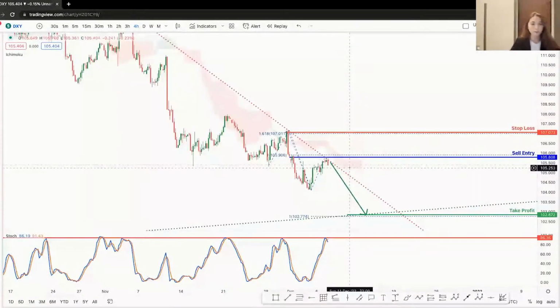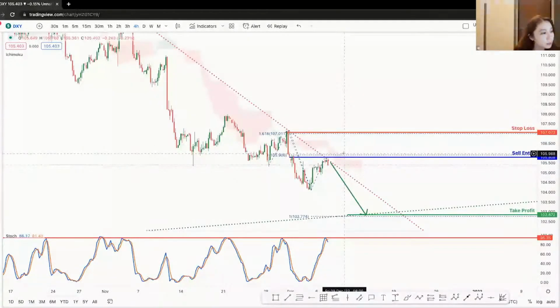This is what I am looking at for the XY. Seems to be an impeccable drop coming, I believe.